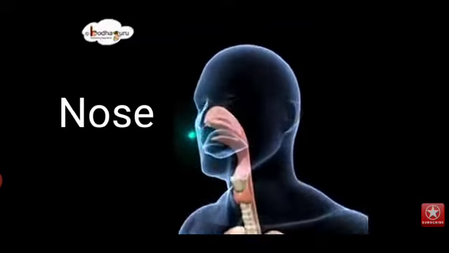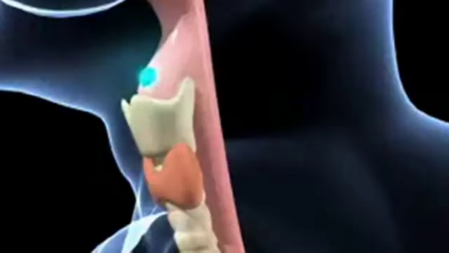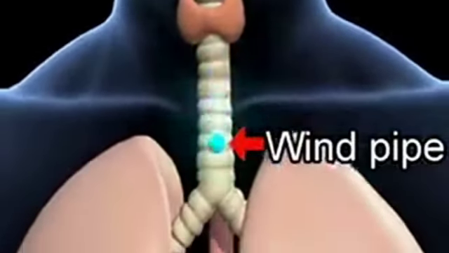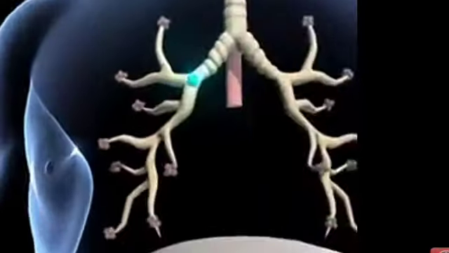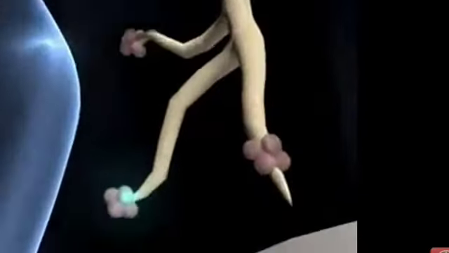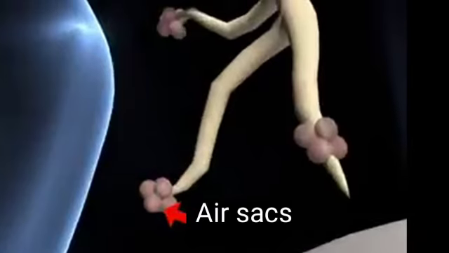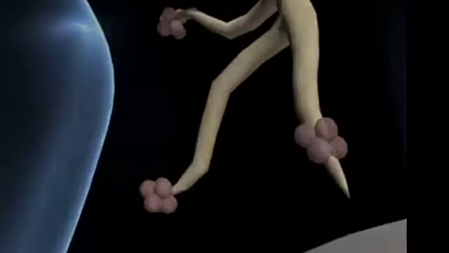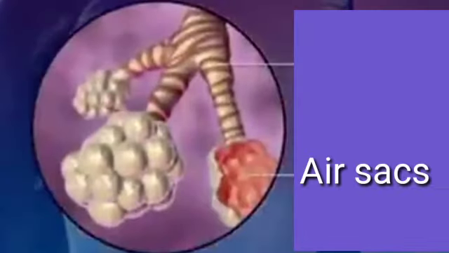As we breathe in through our nose, air containing oxygen goes in. Through the windpipe, it reaches the lungs. Inside the lungs, there are air sacs, which are balloon-like structures. These air sacs are surrounded by capillaries, which bring carbon dioxide rich blood from different parts of the body to the air sacs.